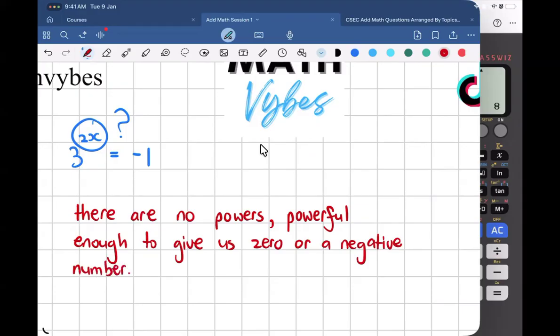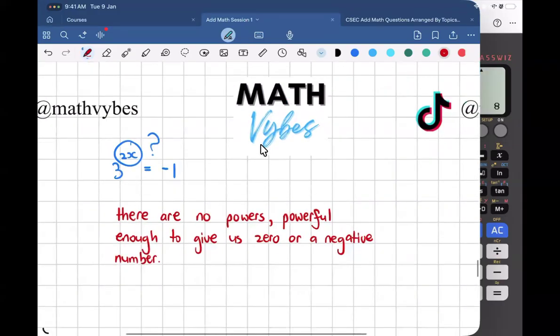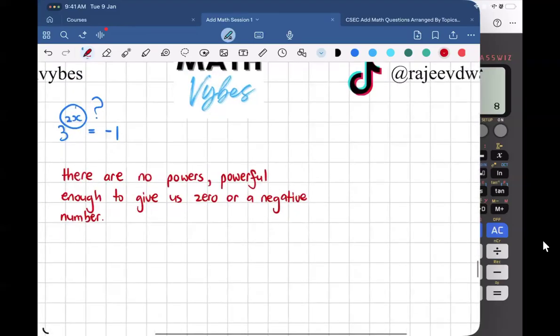Serena, do you know why? You know why conceptually that powers can't give you negative numbers? I think you explained it, but I don't remember. It's okay. When you have powers, for instance, if I had 3 to the power 2, what does that mean? It means 3 multiplied by itself.